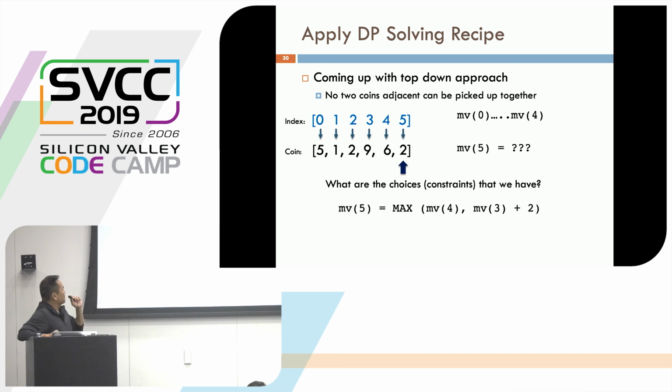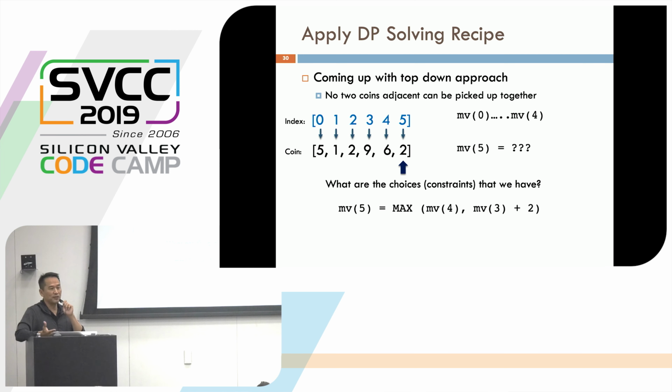So we have MV5, and we have 2 choices. Either pick up that coin and add the max at 3, the coin not adjacent to it, or we use the maximum value at the coin at 4. Those are our 2 choices, and we pick the max out of that when we're at MV5. So now we know the solution to MV5.